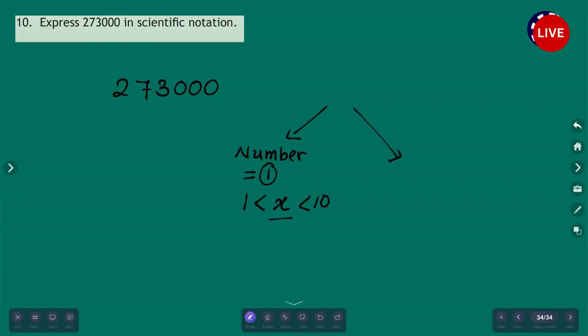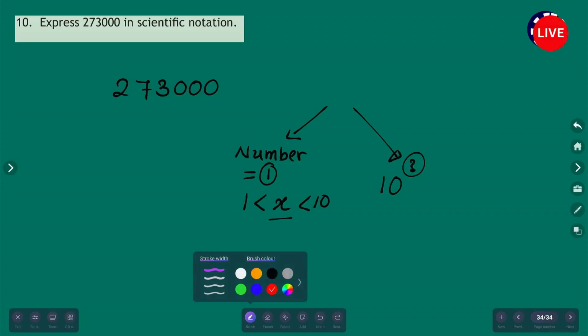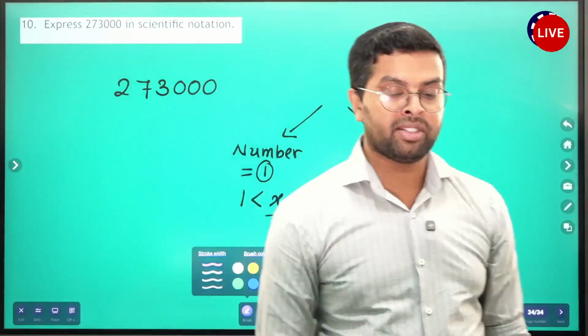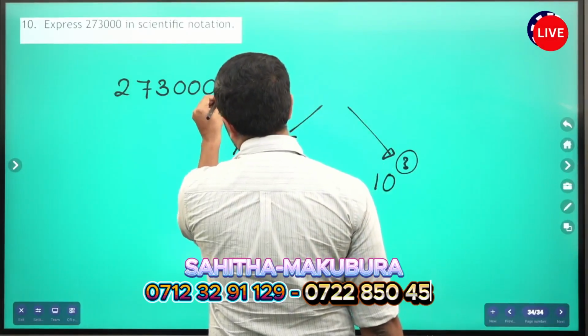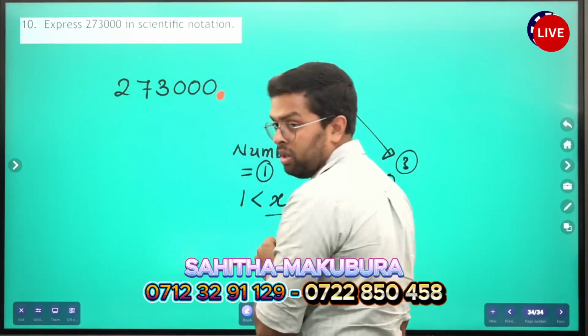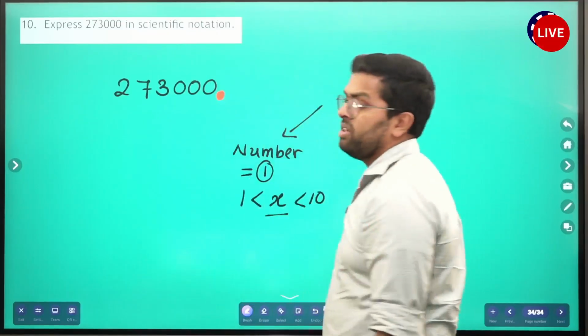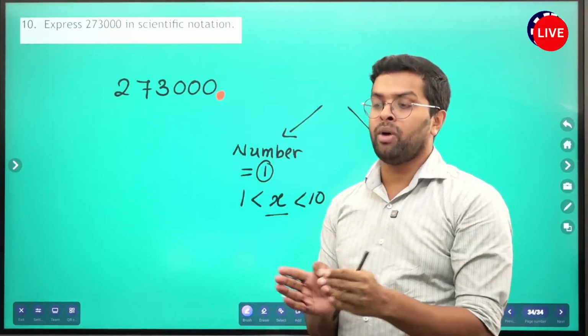The other part of the notation should be written as a power of 10. Now when it comes to this example, 273,000, first we have to understand where the decimal point is placed in this number. Yes, the decimal point is placed after the last 0. So this number 273,000 is not a number in between 1 and 10.